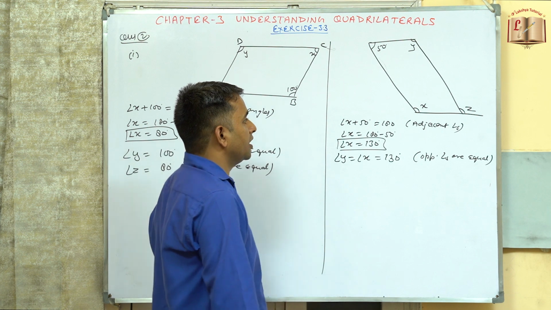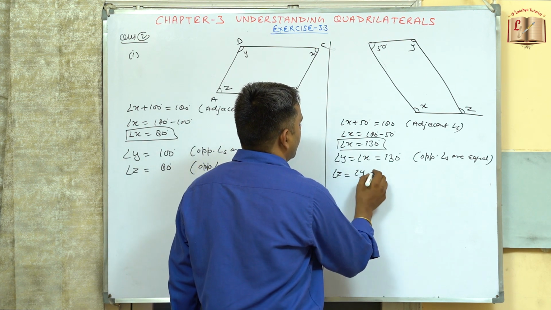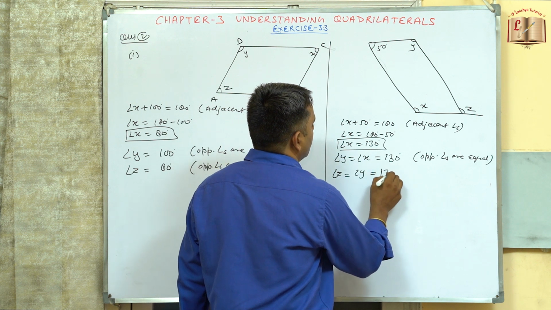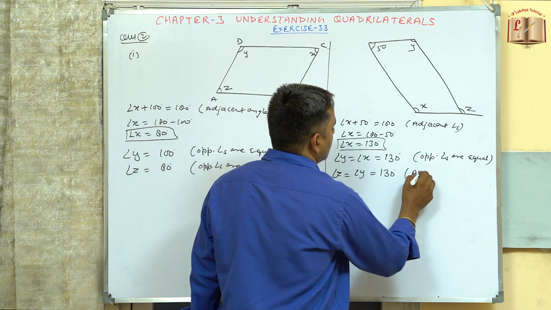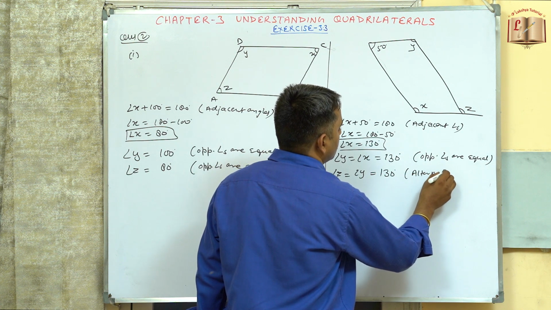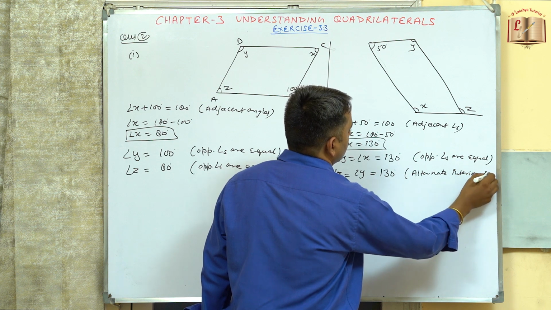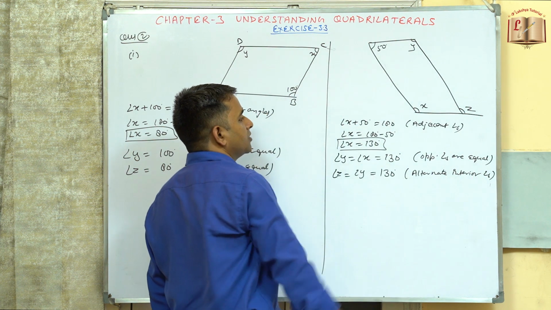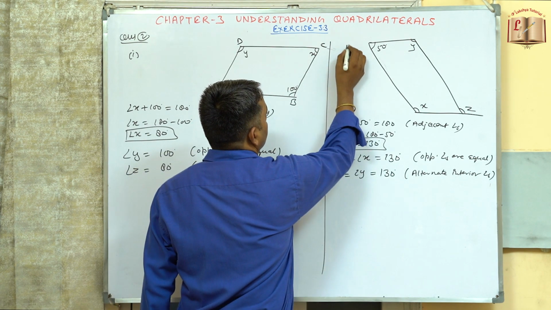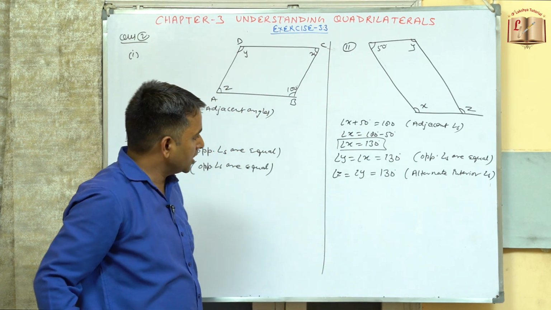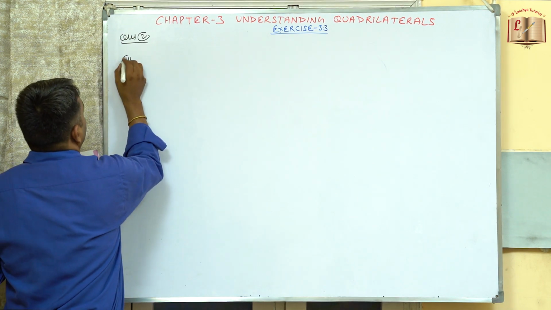Now we need to find out angle z. So angle z will be equal to angle y equal to 130 degrees because they are the alternate interior angles. Because this line is parallel to this side, so they are the alternate interior angles. So we got answers for all the parts. So now coming to the third part.